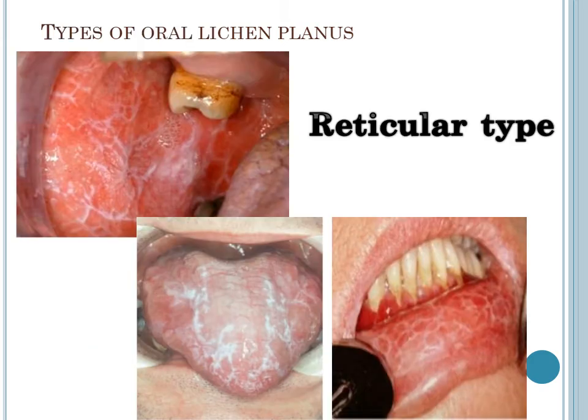We have multiple types of oral lichen planus. The first one is the reticular type. It's the most common type, which manifests as white, lacy streaks known as Wickham's striae, as we can see in these pictures. It might seem like leukoedema, so we have to do a stretch test for diagnosis.